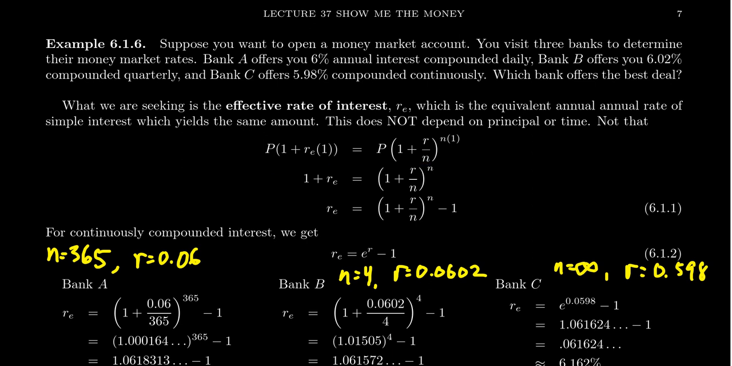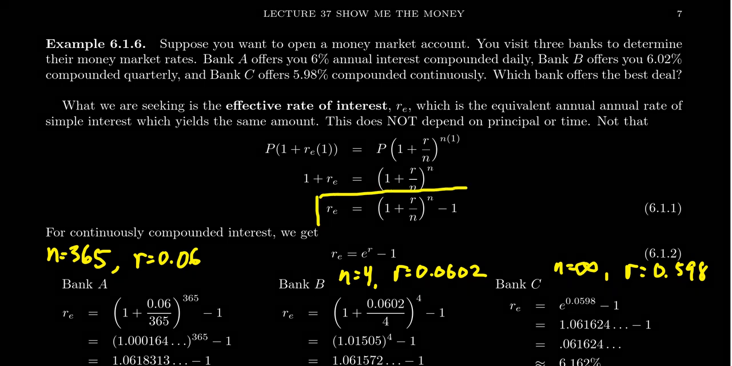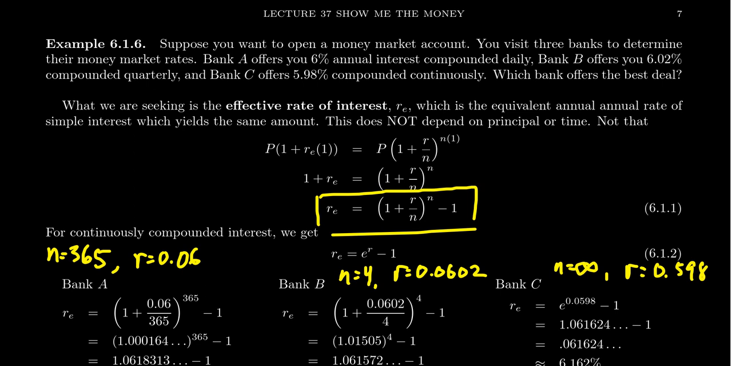So we're going to set a simple interest equal to a compounded interest, where the principal is whatever, the rate is given, the number of compounds is given, and the time is going to equal 1. As we simplify the right-hand side, the exponent becomes an n. We can also divide both sides by P, because again, the principal doesn't matter. So we get 1 plus RE is equal to 1 plus r over n to the n. Subtract 1. This is our formula for effective rate of interest. Of course, if you're doing continuously compounded interest, this would look like e to the r minus 1, right? Because again, t equals 1 in that situation.